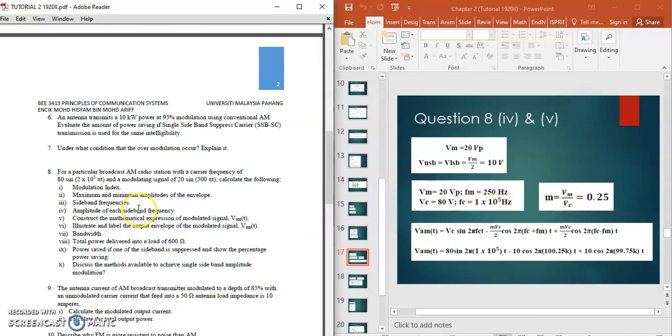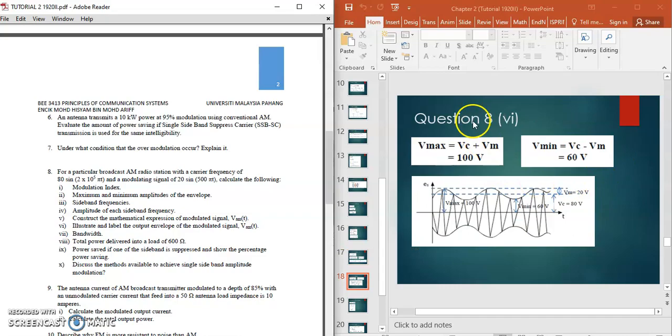So then what happened? You put it in the analysis and you get this formula, and you put it in the AM formula. That covers IV and V. Now we go to VI. You want to illustrate and label the output envelope of the modulated signal. You draw it like this, putting Vmax and Vmin, something like this.